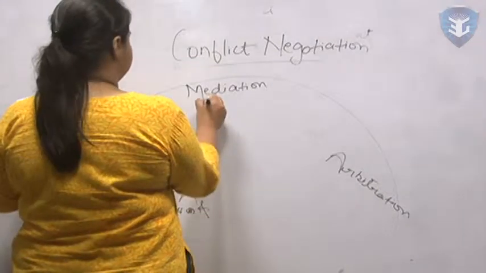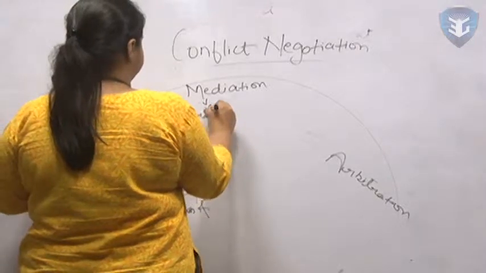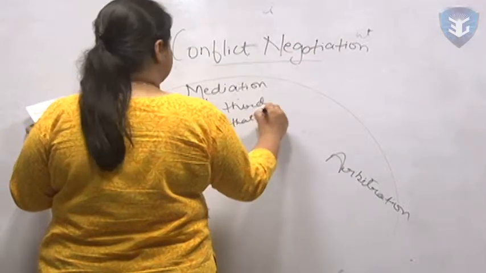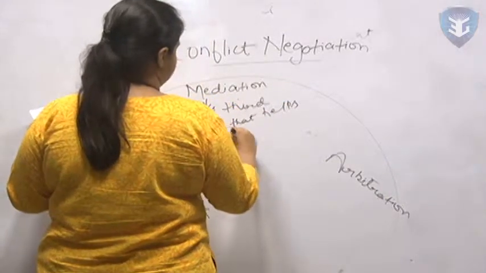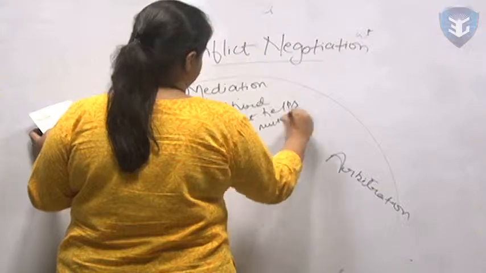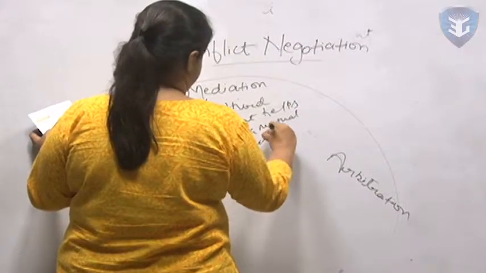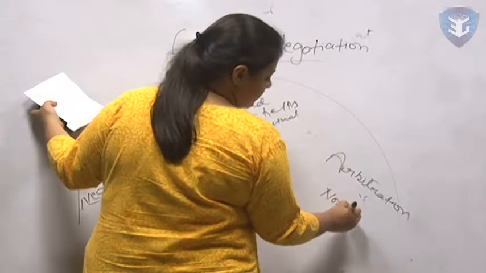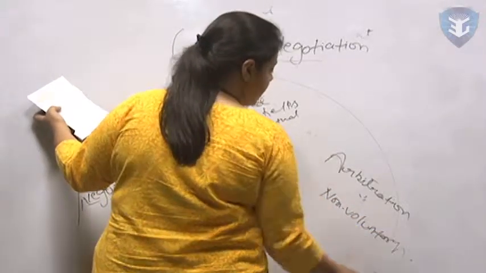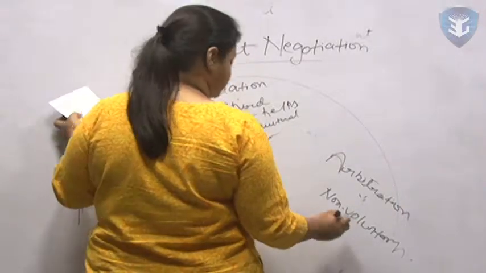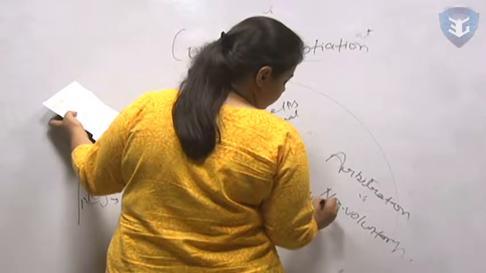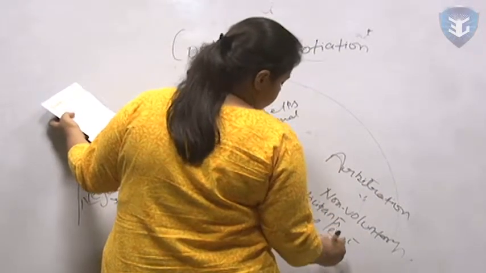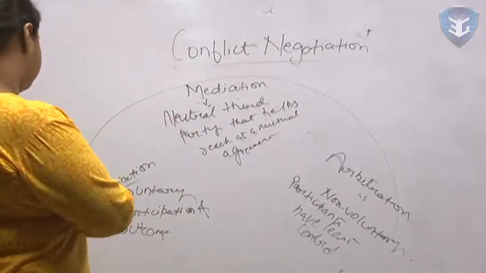Then in mediation, there is a neutral third party that helps them to reach a mutual agreement. And in arbitration, arbitration is non-voluntary, means when the situation gets worse, they are asked to come and resolve the issue. So it is non-voluntary, wherein participants have least control. So these are the three ways in which conflict negotiation can take place.